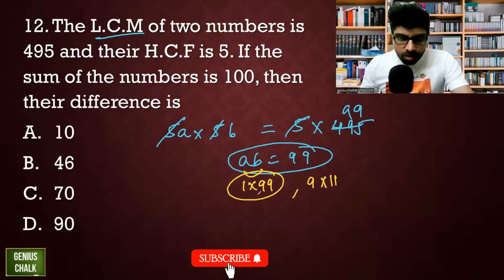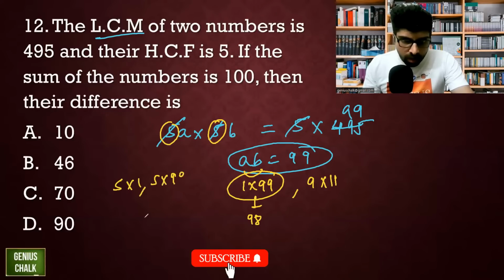So if you take the difference here, 5 is common. The numbers will be 5 into 1 and another 5 into 99. If you take the difference, 5 is common, and 99 minus 1 is 98. The difference is not present in the options.